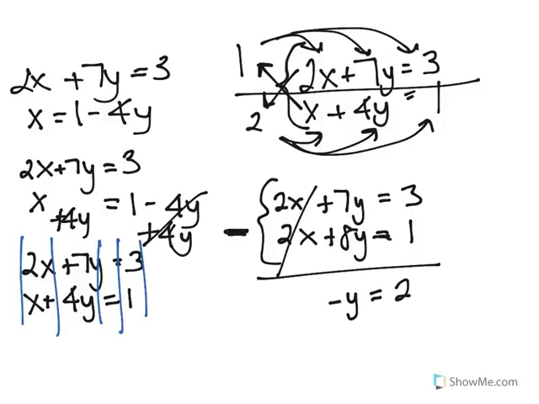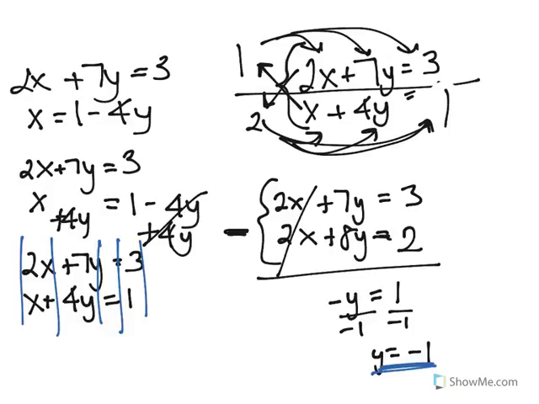I'm so sorry, 2 times 1 gives me 2. So 3 minus 2 gives me 1. Divided by negative 1 because I want to get y by itself, and I get y equals negative 1. So I'm going to plug this value of y back into either this equation or this equation, and that will give me the value for x.